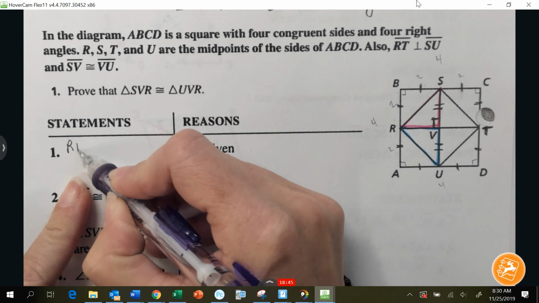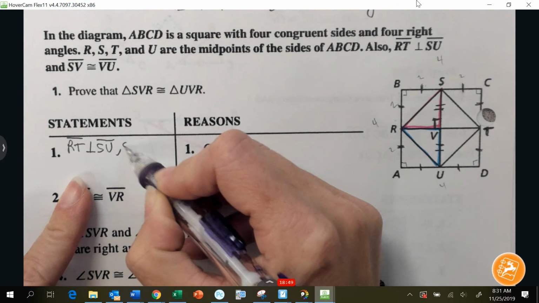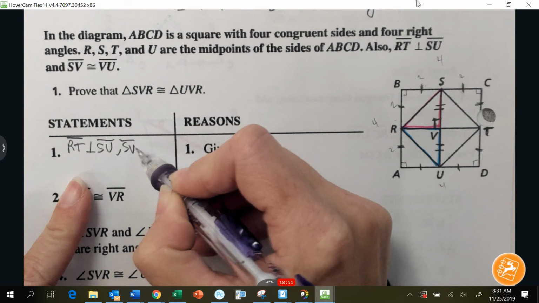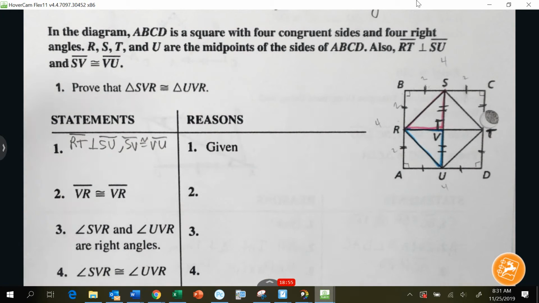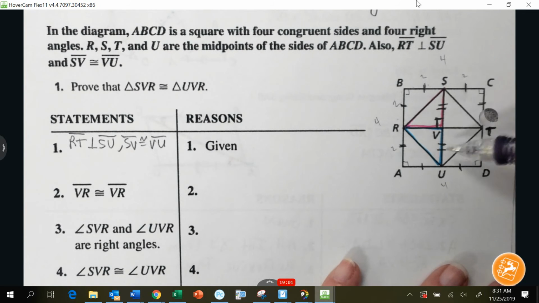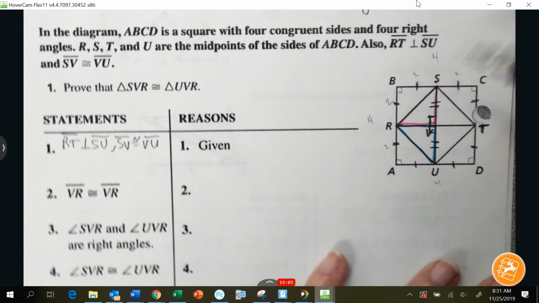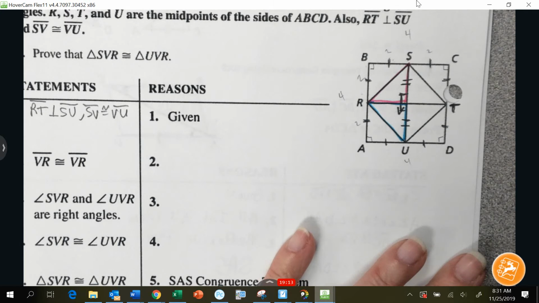That was really fast, yes. RT is perpendicular to SU, and then SV is congruent to VU. That's the only givens I need. You can list more givens if you want, but that's all I need. Because now, if I look at my pink and my blue triangles over here, I have side and I have angle for both of these. Side, angle.